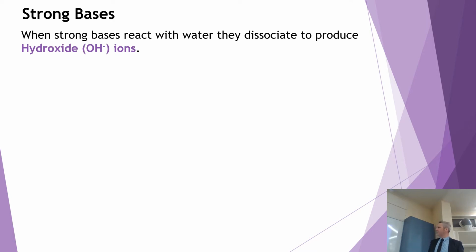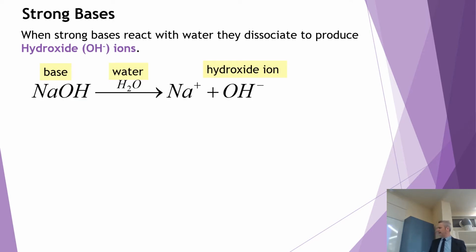When strong bases react with water, they react in a slightly different way. What you can see here is a strong base, in this case sodium hydroxide, is an ionic compound. So this would be a solid. When we place it in water, it dissociates, it breaks apart. It actually has this OH- ion as part of its lattice, and it just breaks apart into the base particle, the hydroxide ion, and these sodium ions.